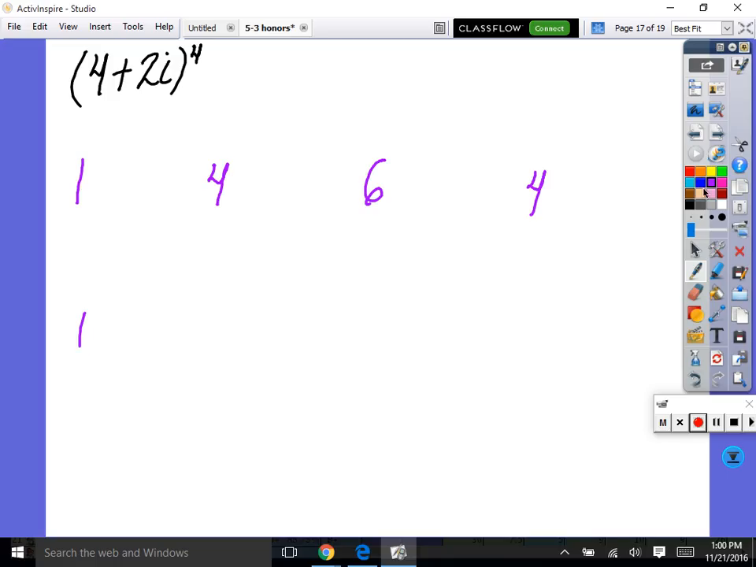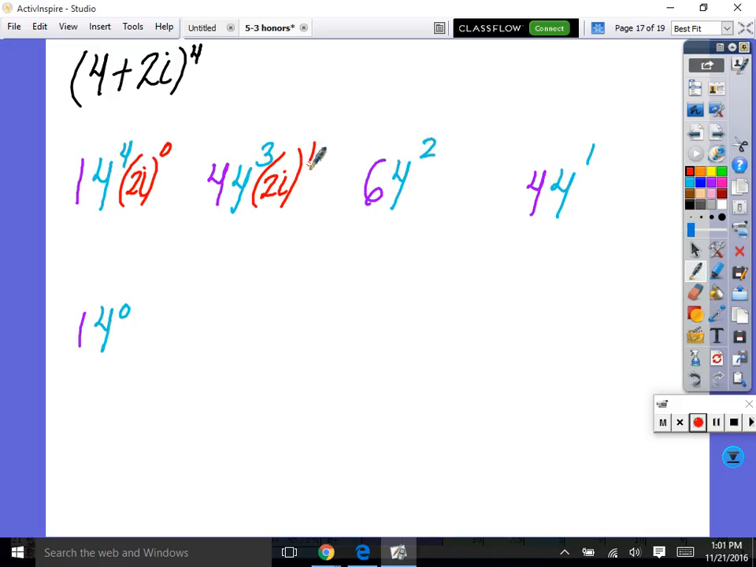Now the front thing is 4. So 4 to the 4th, 4 to the 3rd, 4 to 2, 4 to the 1st, and 4 to the 0. Just for kicks and giggles, I'm showing my work. And then we'll have 2i to the 0, 2i to the 1st, 2i squared, 2i cubed, 2i to the 4th.